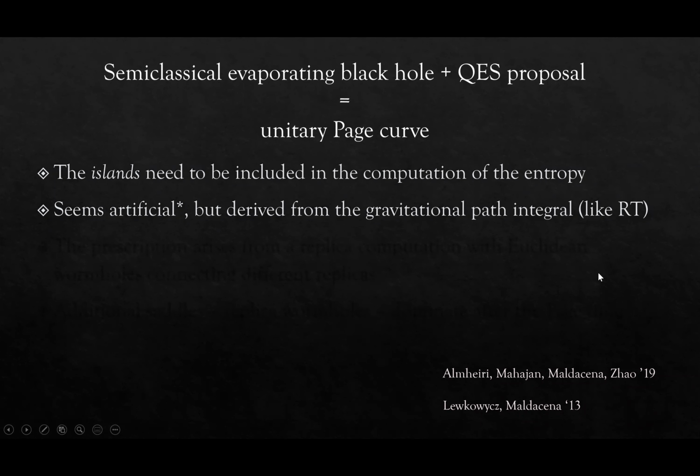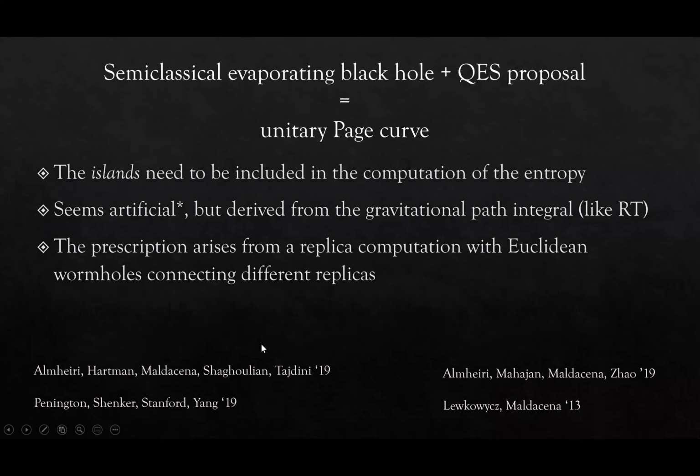So that derivation was done by these authors here in, I think, November. And basically, it comes from the replica trick computation that you do in order to evaluate the entropy. And these new islands come as new saddles, basically, in terms of Euclidean wormholes in this replicated geometry. So we would have some different replicas.